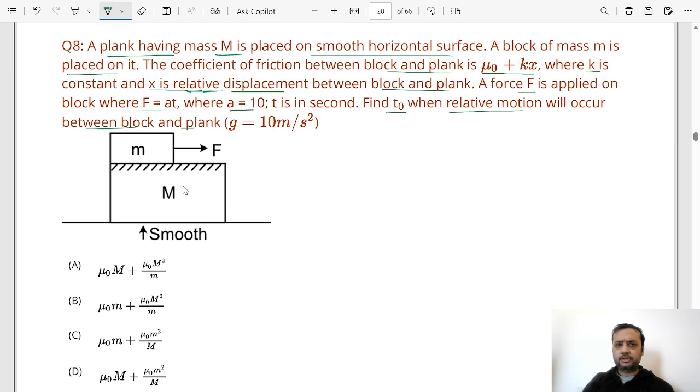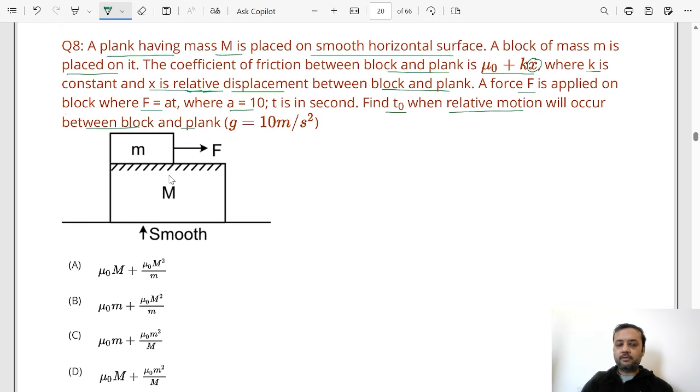So let's first understand the question here. There's a big block of capital M which is placed on the ground. The ground is smooth. Here there's a small block m which is kept on the bigger block, and the coefficient of friction is variable. But remember that variability is only because of the relative displacement, because here x is the relative displacement. So as long as relative displacement is not going to happen, that means as long as both the blocks are going to move together, you can say that small x will be 0, because small x represents relative displacement, and hence till that time the coefficient of friction is constant, which will be mu naught.